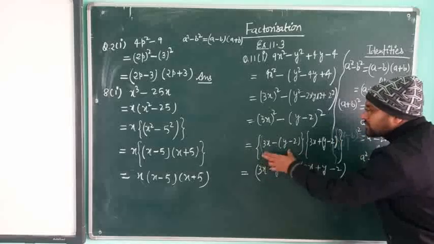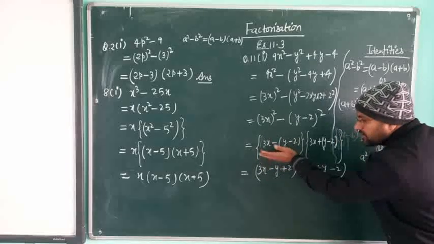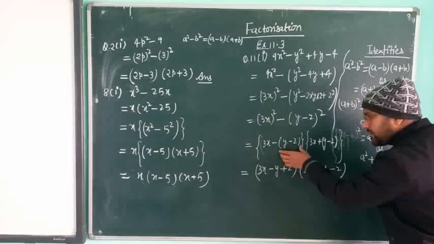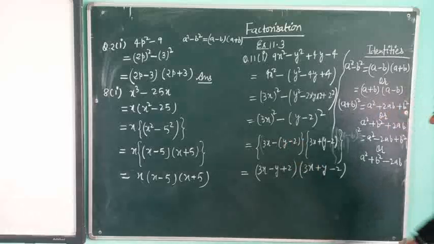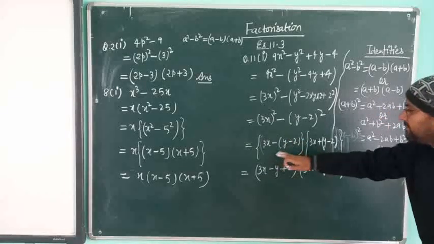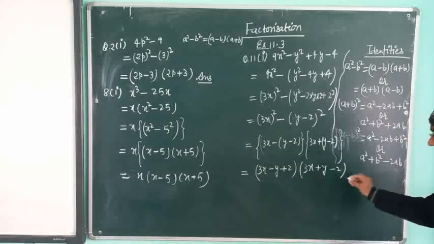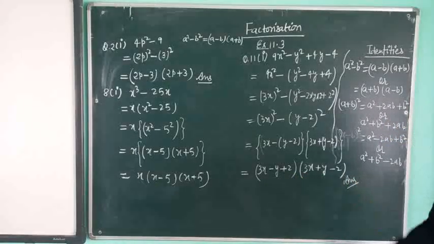These brackets I have used to make things clear to you. Whatever we have written, 3x minus y minus 2 in a small bracket, and then bracket close, and then in another bracket a minus b and a plus b. Now this is our answer. This is the factor of this expression.